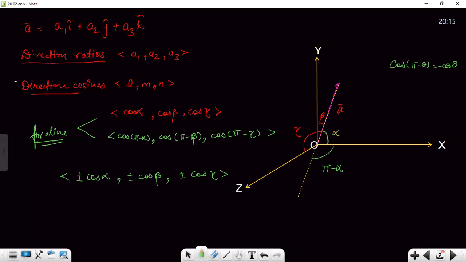Direction cosines tell us about directions, and they are typically the coefficients of the unit vector, or should we say the cosines of the angles made by the line or the vector with the positive x, positive y, and positive z axes. Direction ratios are ratios. They also tell us about the direction, but they do not tell us exactly about the angles made with the axes. So is this point clear about direction ratios and direction cosines?